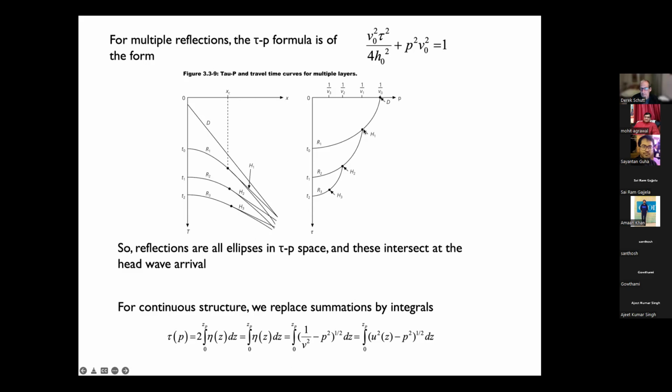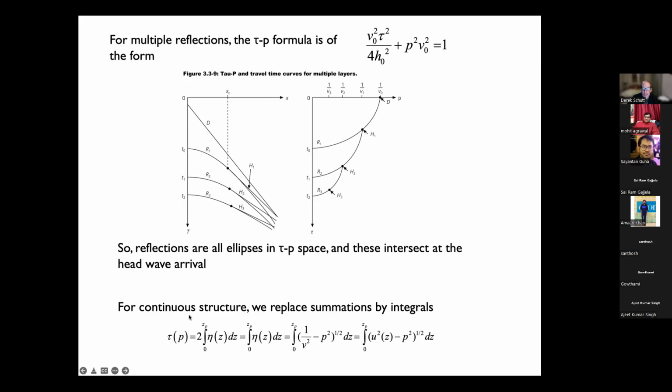H1 is the first head wave. H2 is the second head wave. H3 is the third head wave. This is our distance versus travel time plot. So this actually shows you the inverted hyperbolas and then the various head waves.